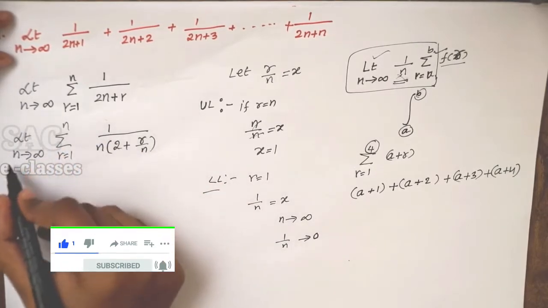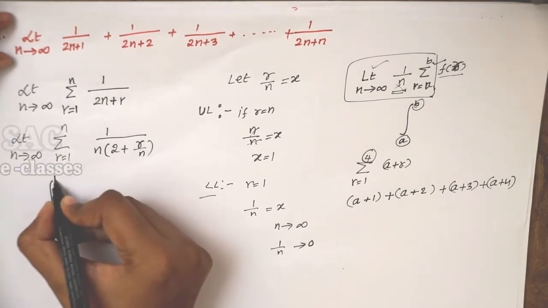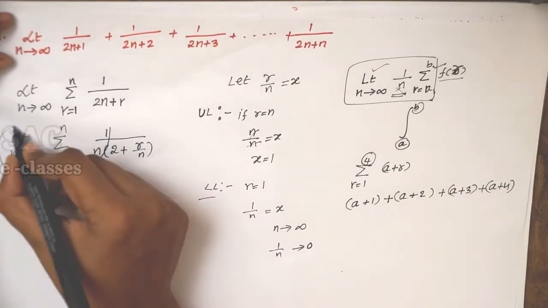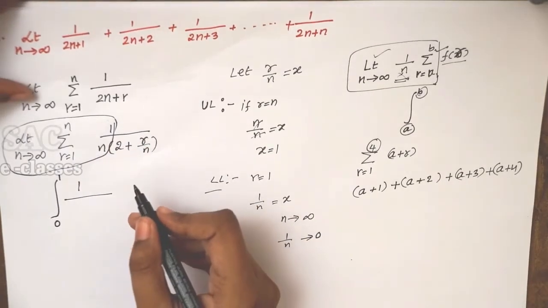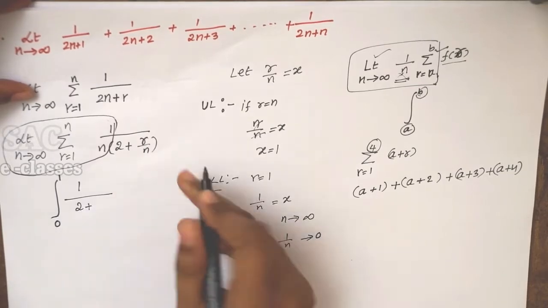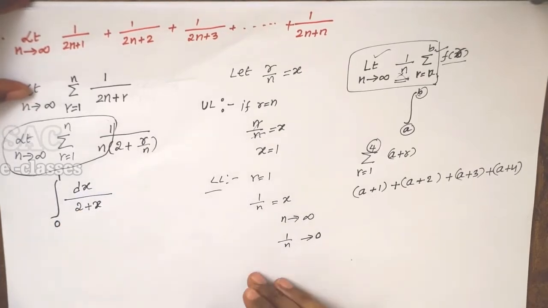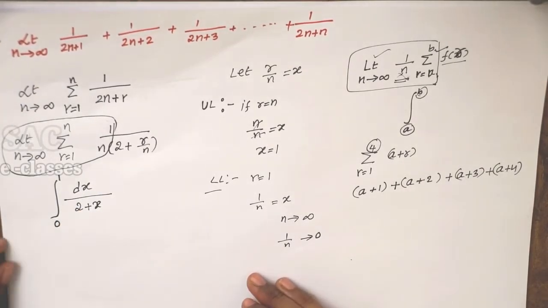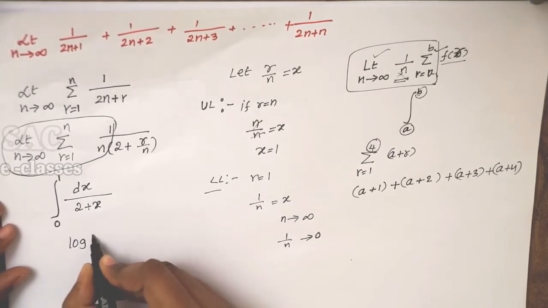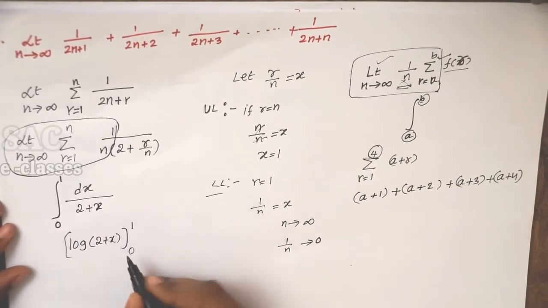So now the entire expression is converted into integration with lower limit 0 to upper limit 1. The 1 by n, the limit and the summation are gone. Now it is 1 by 2 plus x, where I have taken r by n as x, dx. From here onwards you know very well how to find the integration of dx by 2 plus x. It is simply log of 2 plus x. Go for applying the limits.